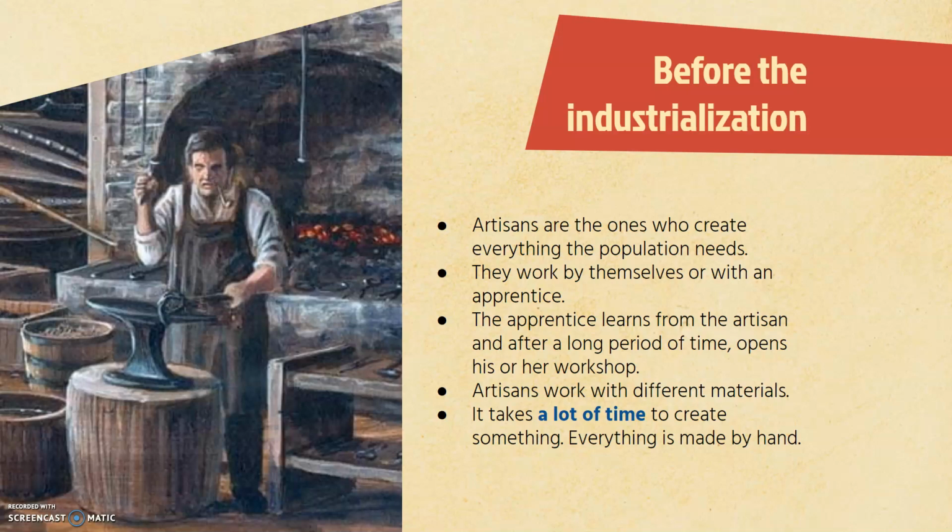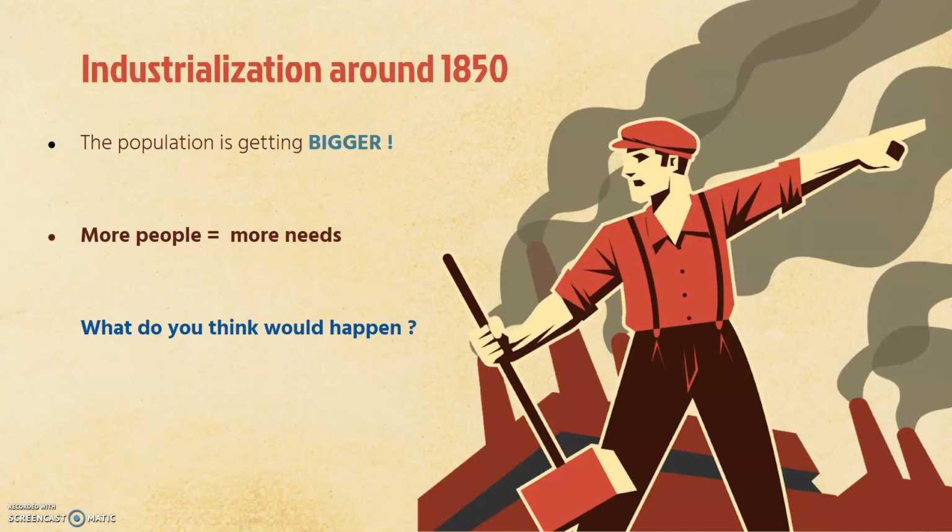When you want to do something and you do it by hand, it takes a lot of time. Everything is made by hand. So for sure, if you do something by hand, it takes a lot of time. So then what happens? Well, industrialization starts around 1850. Why? Well, first, the population is getting bigger.